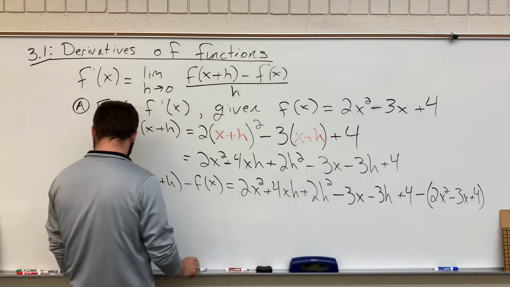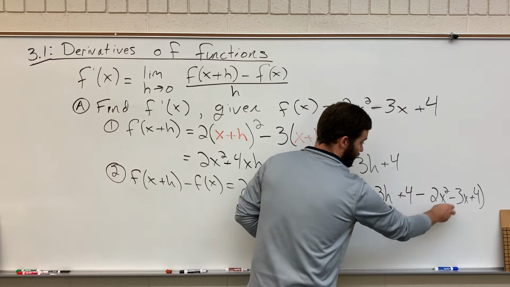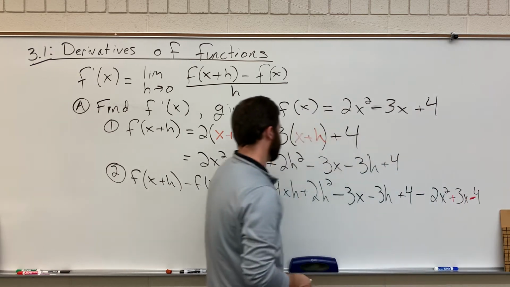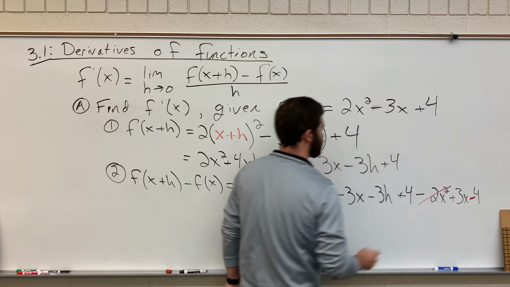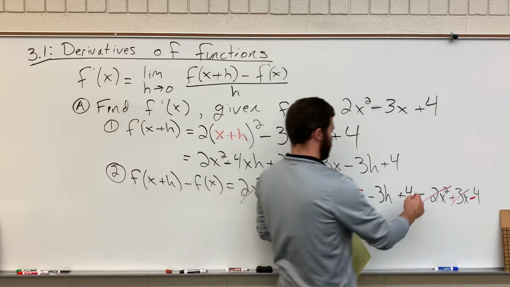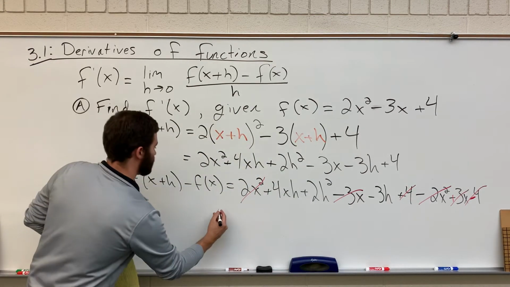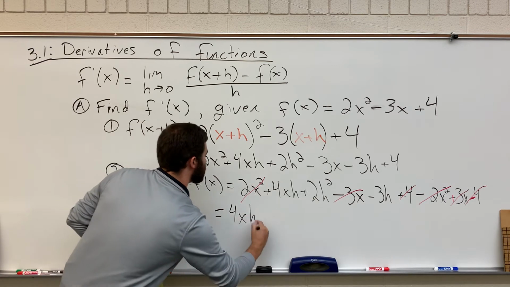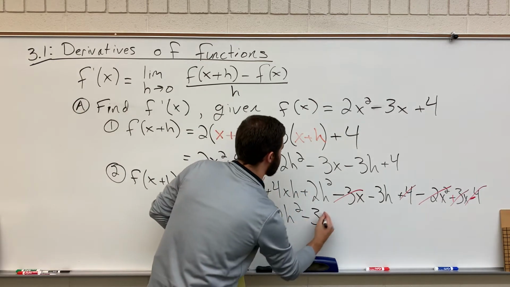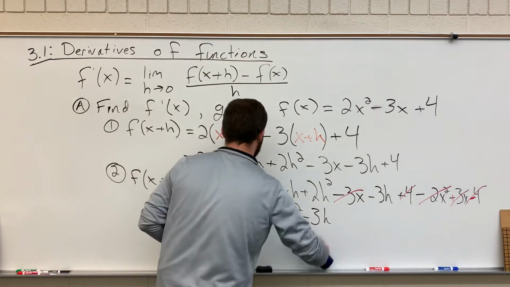All right, let's see what cancels or simplifies out here. I'm just going to distribute the negative here. So I have 2x squared minus 2x squared. I have negative 3x plus 3x. And I have plus 4 minus 4. And let's clean that up. So now I have that this is equal to 4xh plus 2h squared minus 3h. So hopefully you've written that down. I'm going to erase this so I have room for steps 3 and 4.